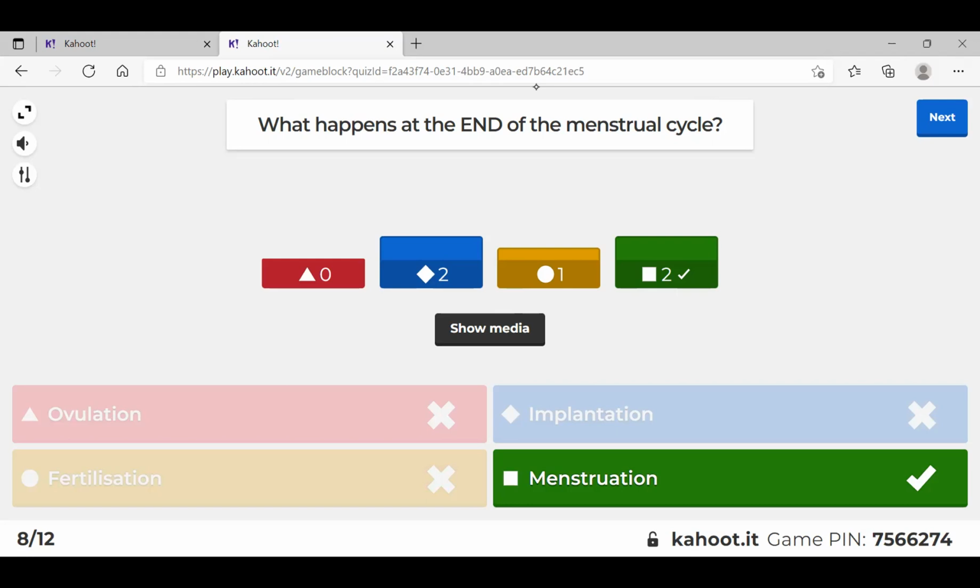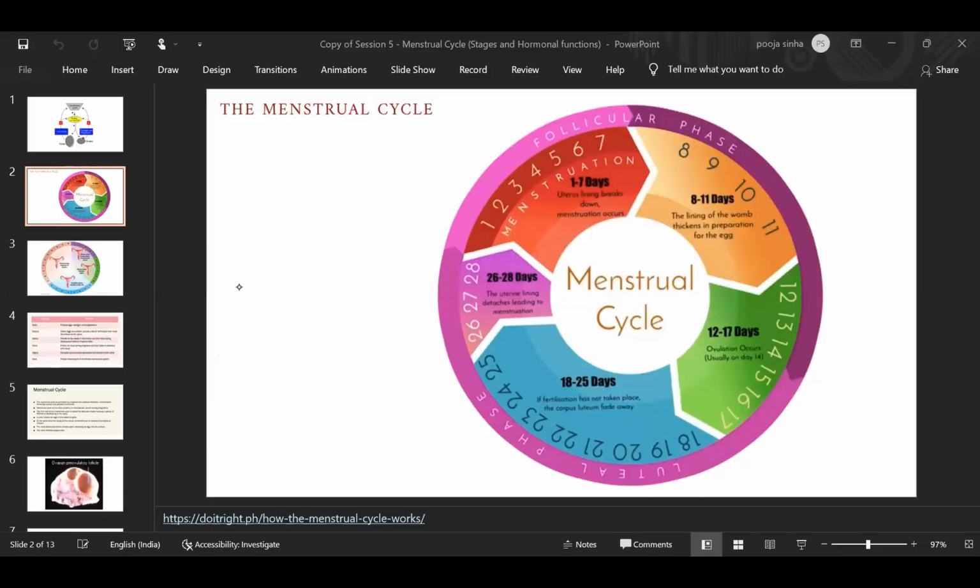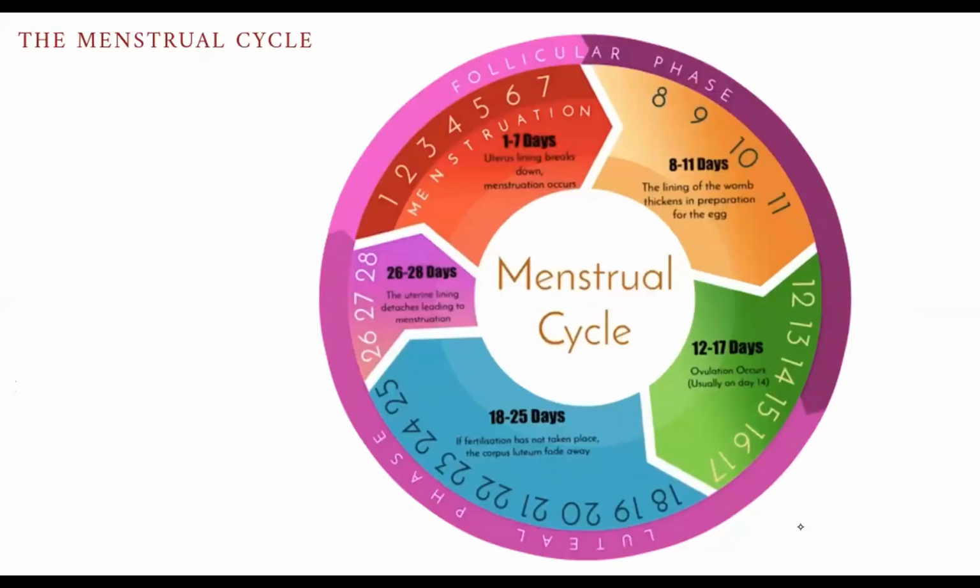Miss, wait, what's the one? Miss, if you look at that graph, what was the last stage? Because I remember that ovulation and fertilization is in... I'll show you. Arey, but the last stage is to prepare for menstruation. Wait, hold on. This is that graph. Here. Yeah, miss, here. Day 1 to day 7 is menstruation. So that's at the end, but then look at the last stage. It's the uterine lining detaches.